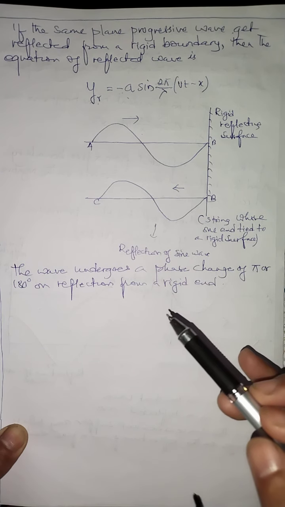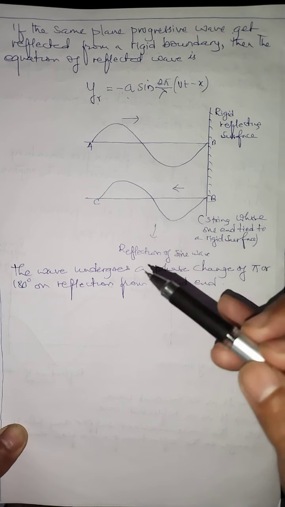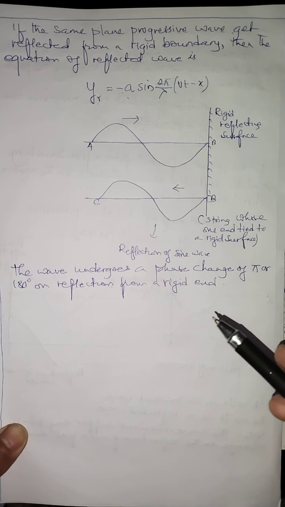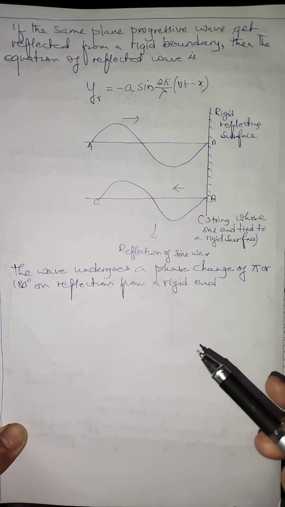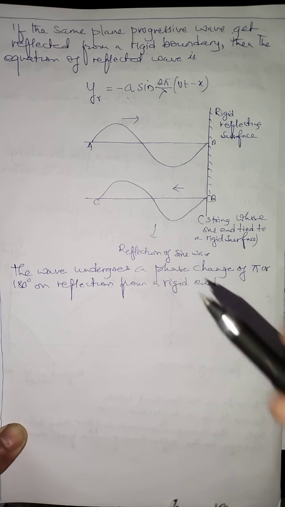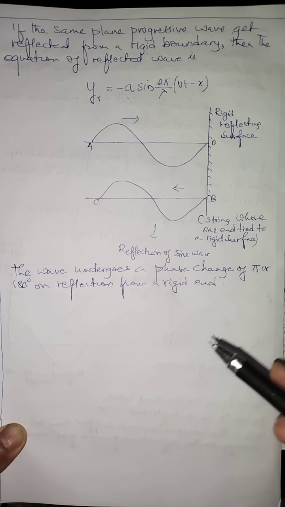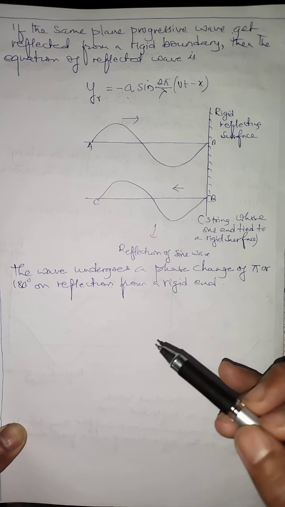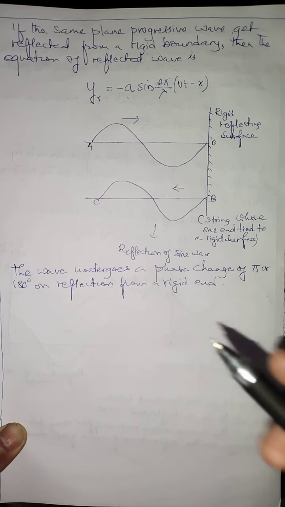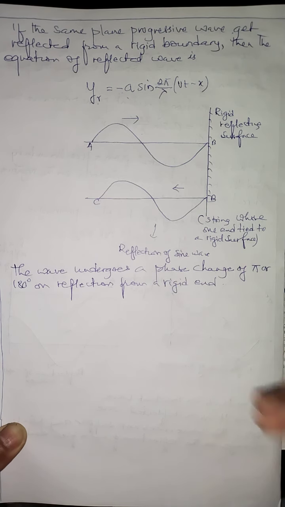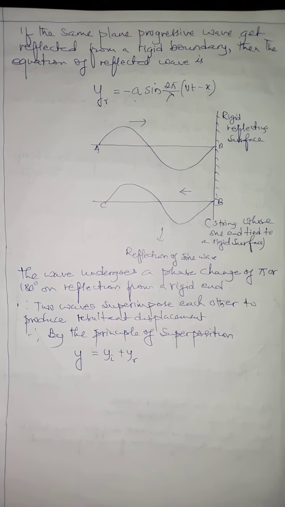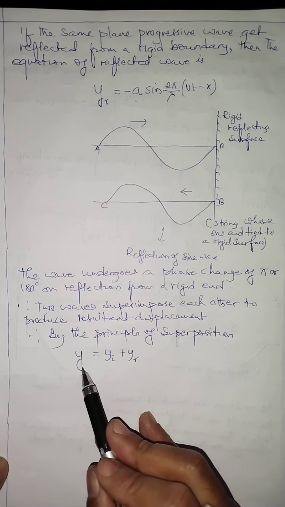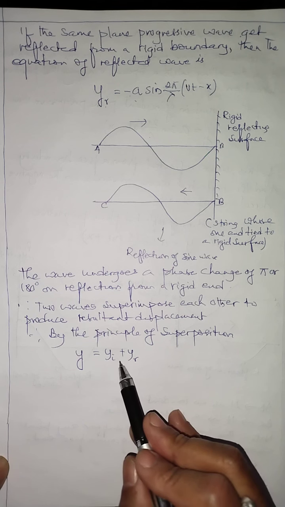Okay. Now these two waves, whether the wave reflected from the rigid boundary or the wave reflected from the free boundary, will always superpose each other. And when these two waves superpose each other, then by the principle of superposition we always get the resultant displacement, given by y equals yi plus yr. So now I calculate the resultant wave displacement. As I said already, we follow the principle of superposition, that is y equals yi plus yr.